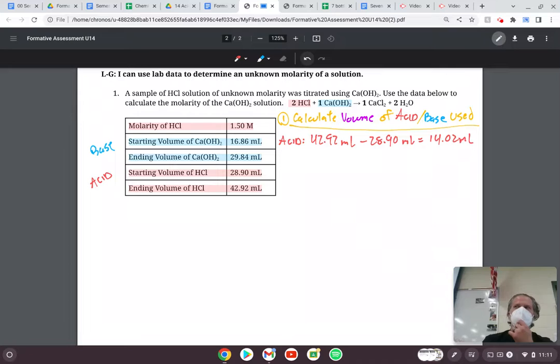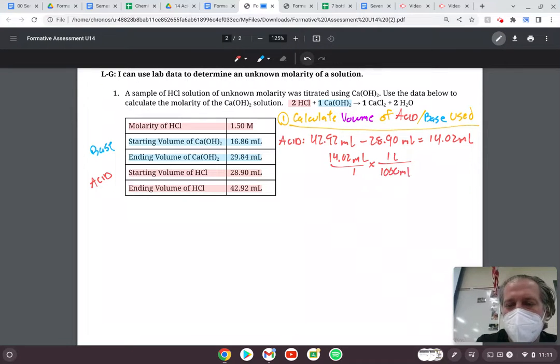milliliters. Now, yesterday, you definitely noted that you had to convert that to liters, so I'm going to do that right away. 14.02 milliliters. We know that there's 1,000 milliliters in 1 liter, so that gives me 0.01402 liters of acid that we used.